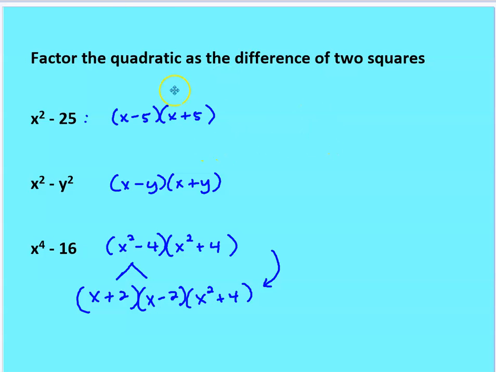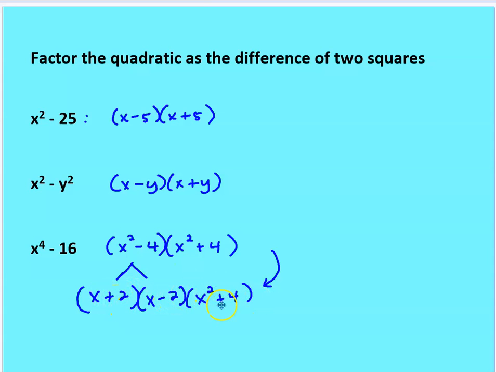All right, so the first one is the difference of two squares, x squared and 25, two perfect squares: x minus 5 times x plus 5. And then this is a variable and a quantity, and x squared minus y squared would be x minus y times x plus y. And then x to the fourth minus 16 is x squared minus 4 times x squared plus 4. I have what's called a nested or embedded difference of two squares inside of the difference of two squares. So I have x squared minus 4 times x squared plus 4. That's going to factor to x plus 2 times x minus 2.